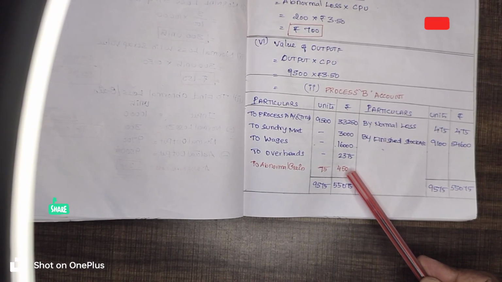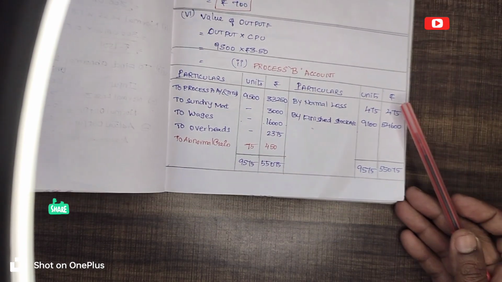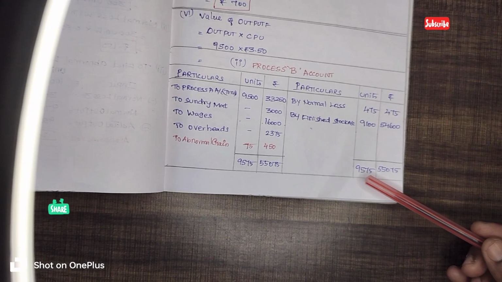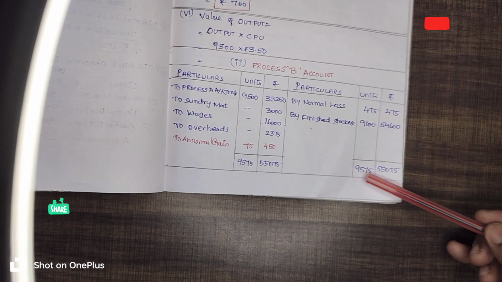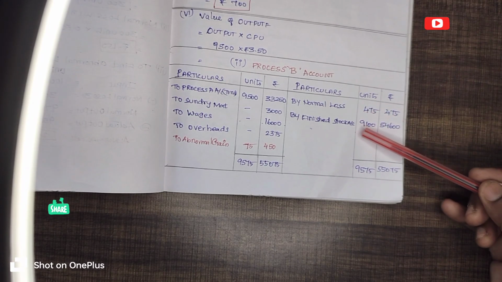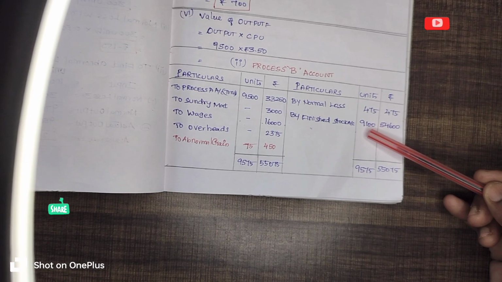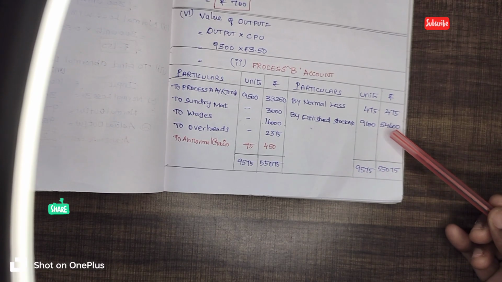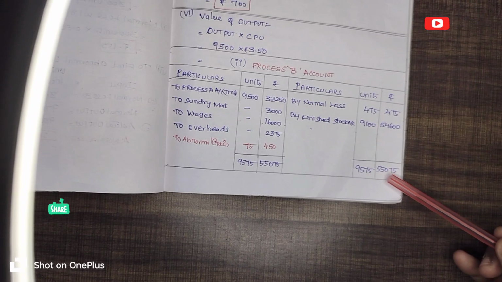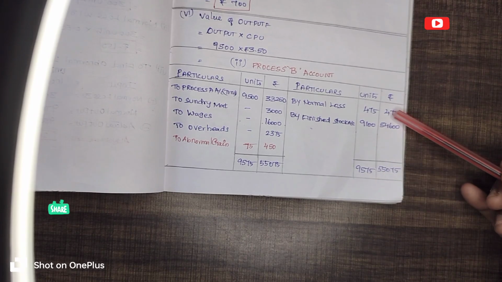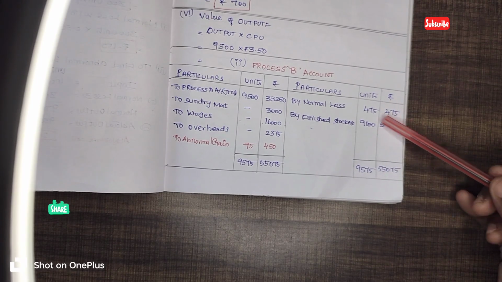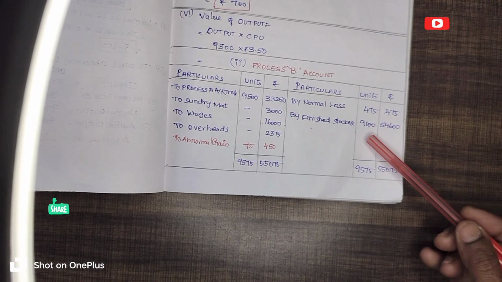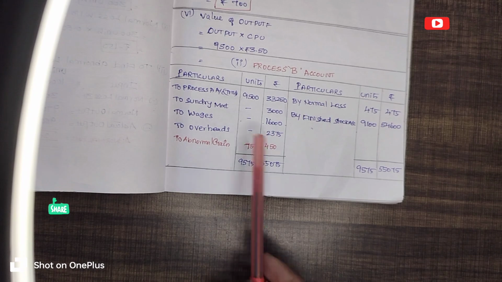Entered. Okay, then we need to find out the finished stock. How can you find out the finished stock? The total input minus normal loss plus abnormal gain gives you 9,100 units output. Then what is the total net cost for that output? 55,075 minus 475. What is the difference? 54,600 rupees. So this is called finished stock. Okay.